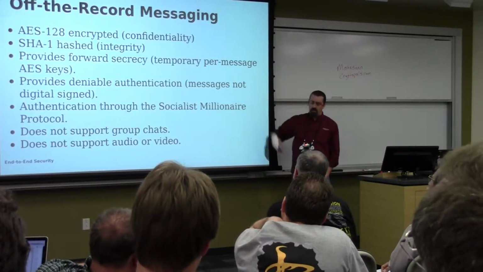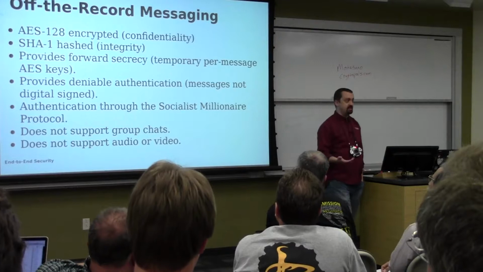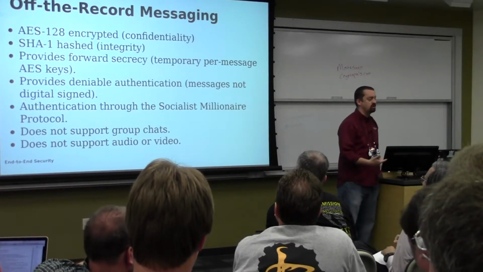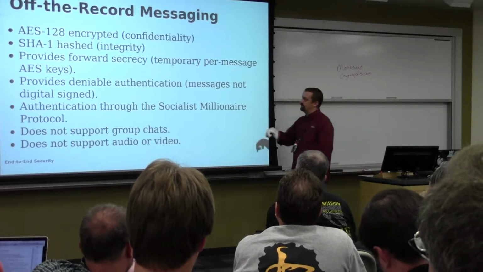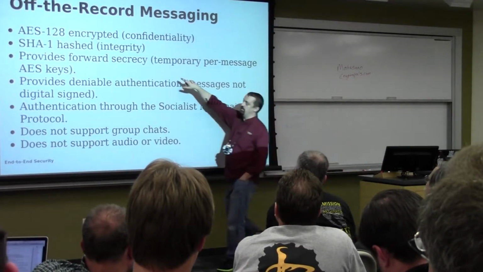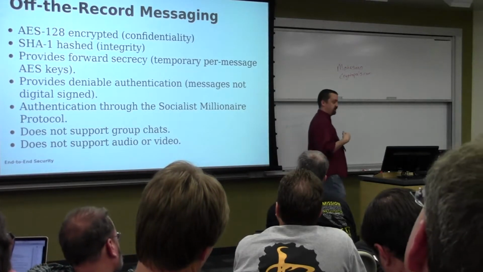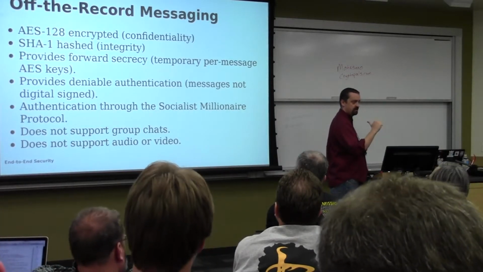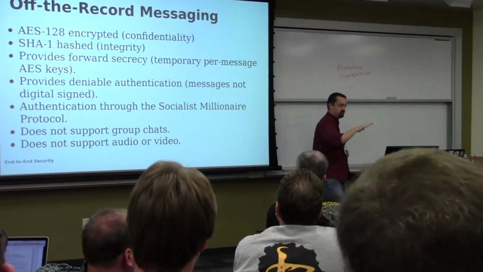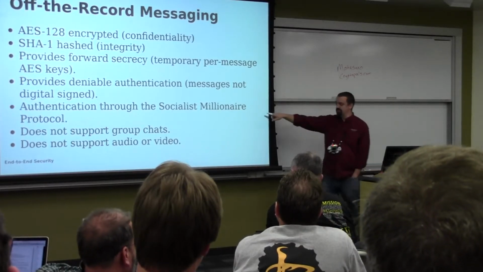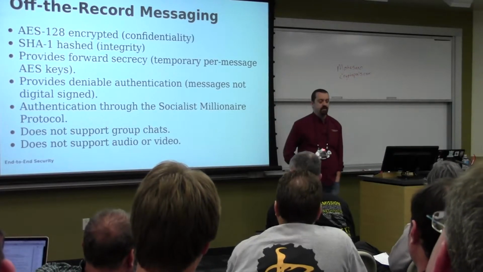And then that deniable authentication is where messages are not signed by any sort of user ID. It's not attached to you. So this becomes a problem. How do we get our authentication? SHA-1 just provides the integrity, but how do we get the authentication? How do I know that I'm chatting with Dave and Dave's chatting with me, and I'm not chatting with some evil impersonator? Okay? So the way we do that is through the Socialist Millionaire Protocol.